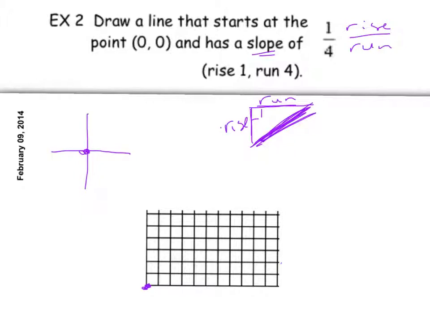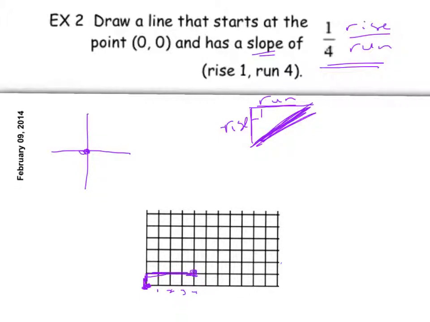So what this is telling us is that the rise is 1, so to get to the next point we have to go up 1. So just 1, so like that. And the run is 4. Now these are not numbered, so that's telling me that each little mark is just 1. Sometimes they're numbered differently. So we went up 1 and over 4.